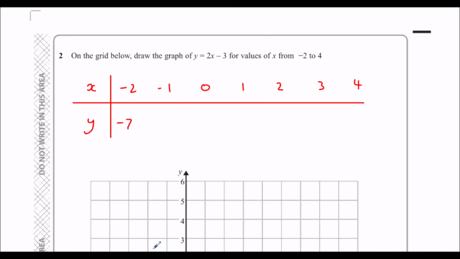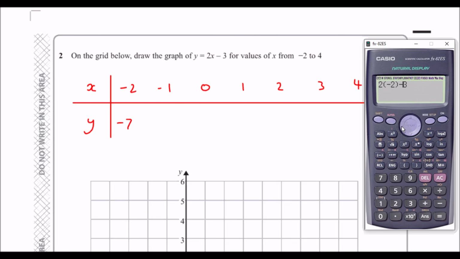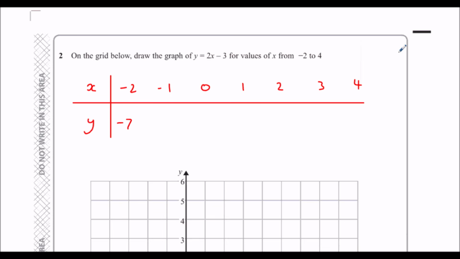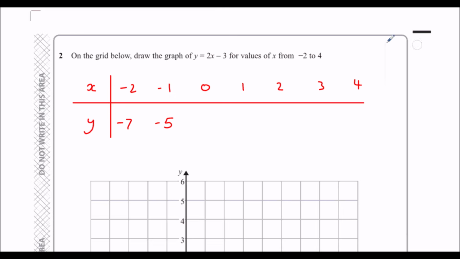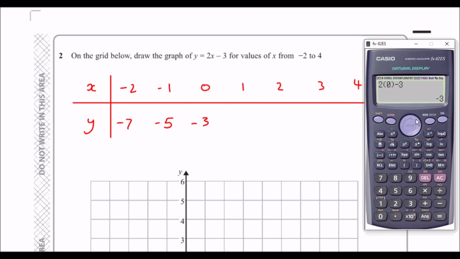Then we can do negative 1. So we'll change the inside of the brackets from negative 2 to negative 1, and we get negative 5. And 0 next. Negative 3. You can start to see a pattern emerging. I'll do one more on the calculator, and then I'll just fill them in. So we've got negative 1.